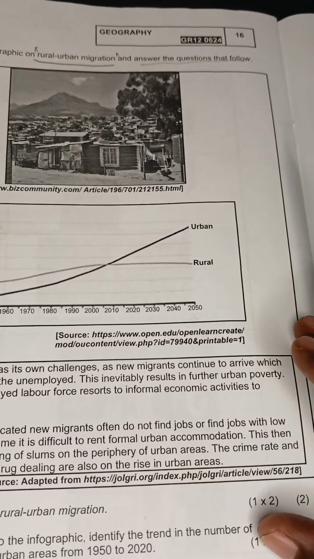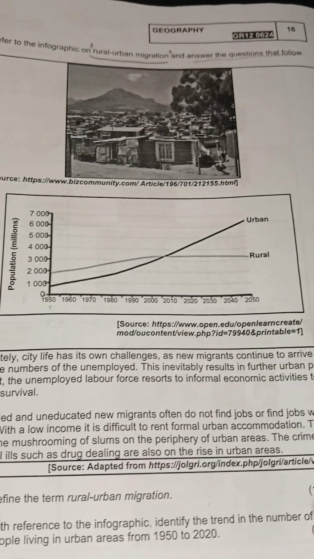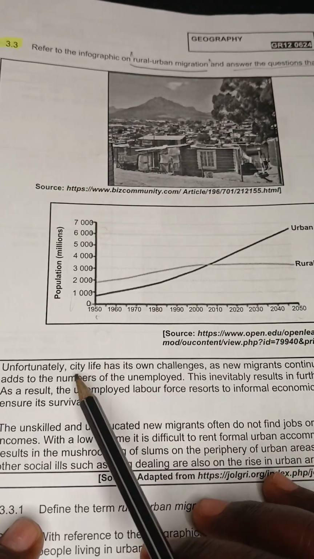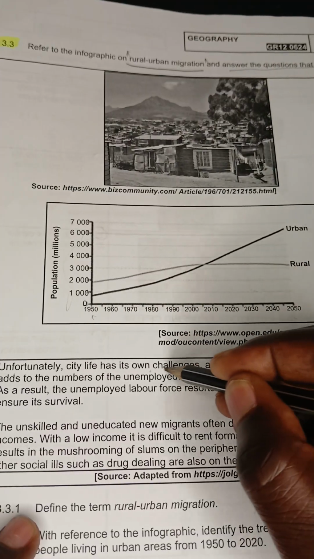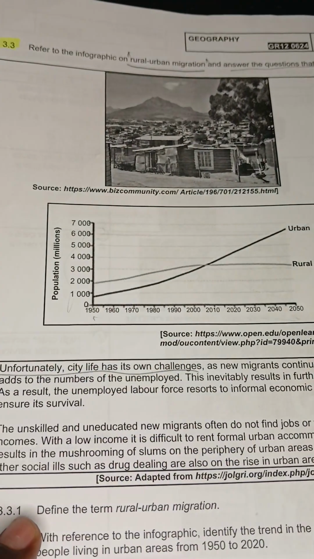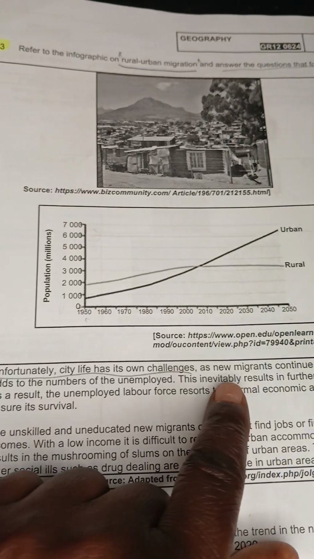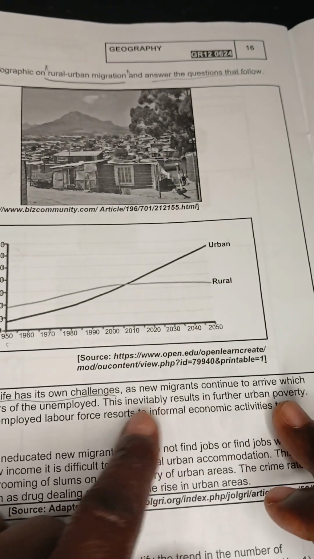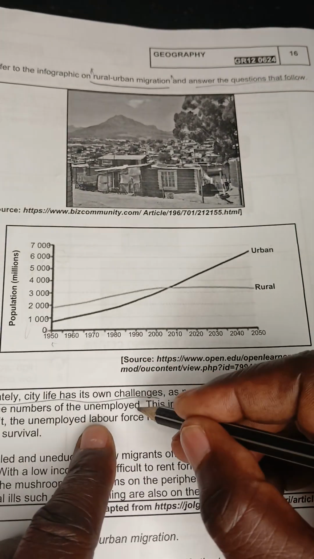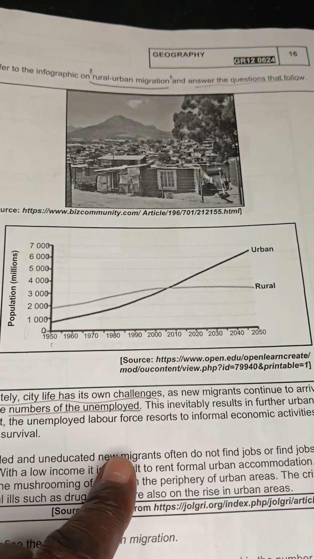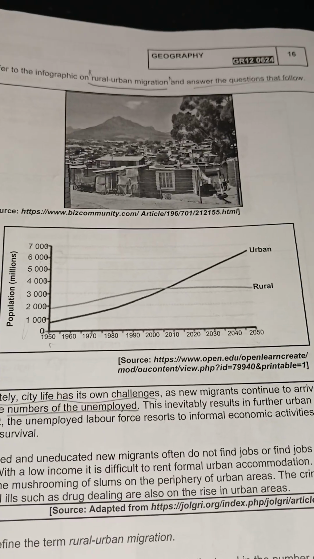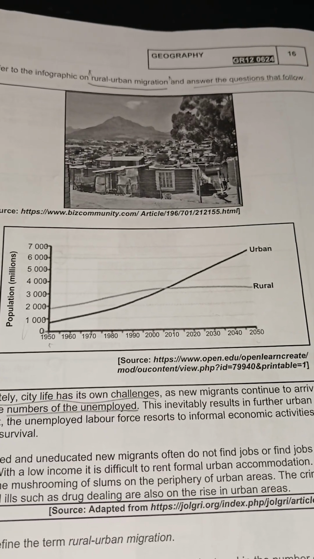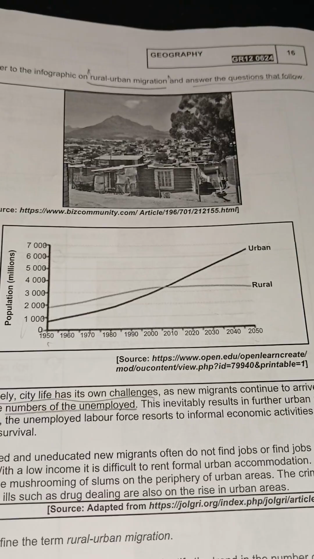Unfortunately, it reads, "Unfortunately, city life has its own challenges." Already it starts by acknowledging that there are a lot of challenges as far as city life is concerned. "As new migrants continue to arrive," which adds to the number of the unemployed. There's already a problem of unemployment within the urban area, but the arrival of people from the rural to the urban means it's actually exacerbating the problem of unemployment. That's basically what we're talking about.